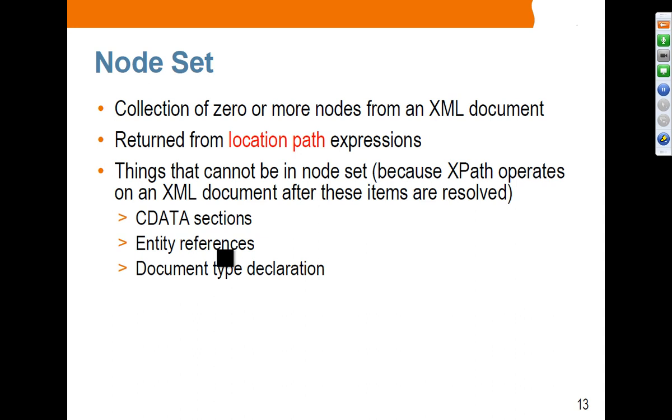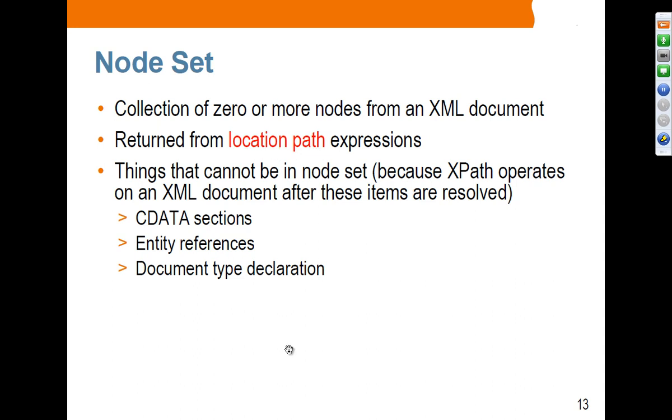After your XPath expression is evaluated, it will return one of those 4 types, and the most popular return type is a node set, a collection of 0 or more nodes. It's returned from a location path expression. So what it means is the XPath expression is sometimes called the location path expression.